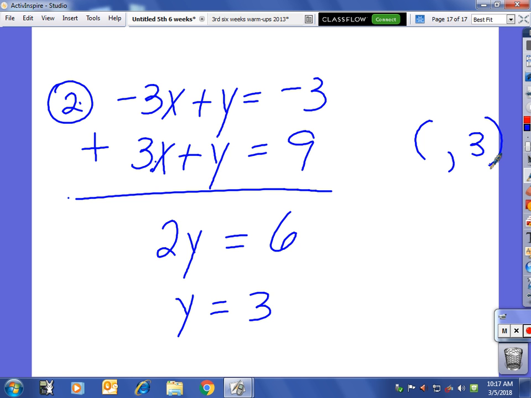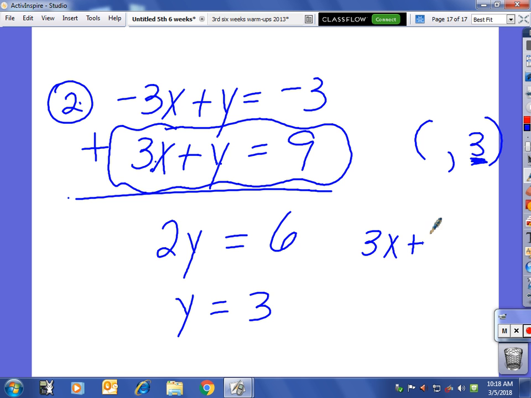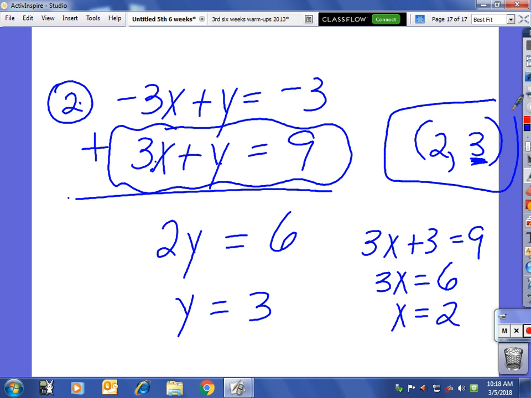Which one do you want to plug it into? Yeah, the bottom one looks nicer because it doesn't have a bunch of negatives. I'm going to put a 3 in for y because that's what my y value has to be. So I'm going to have 3x plus 3 equals 9. 3x equals 6. What does x equal? 2. So there, I want you to write your answer as a point. My point where they intersect is 2, 3.